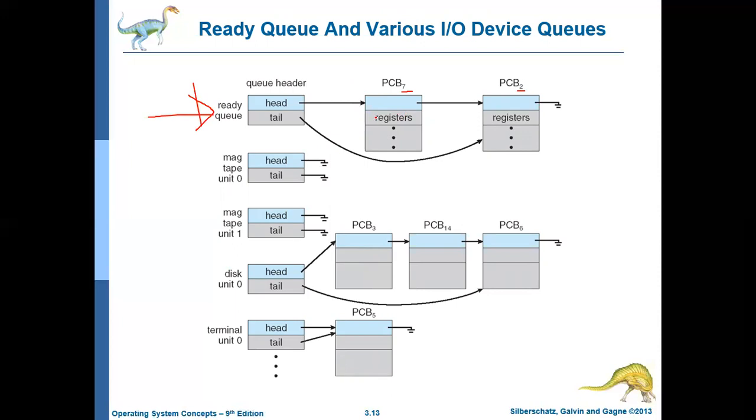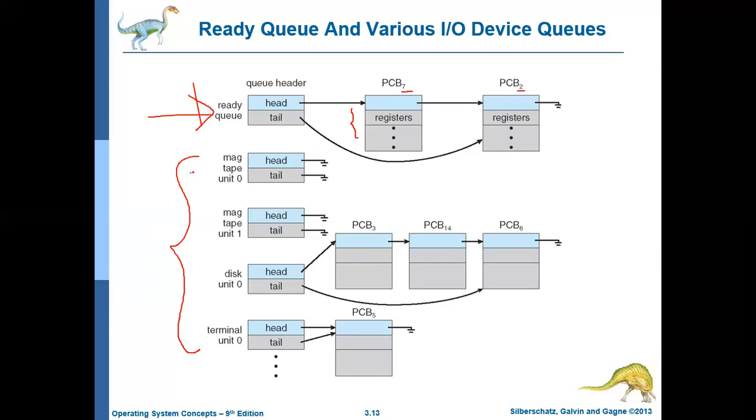The process control block includes all information about a process, like we discussed in the last class. It includes the process ID and the registers. It includes all other information about a particular process. Similarly, all these are device queues for various devices.